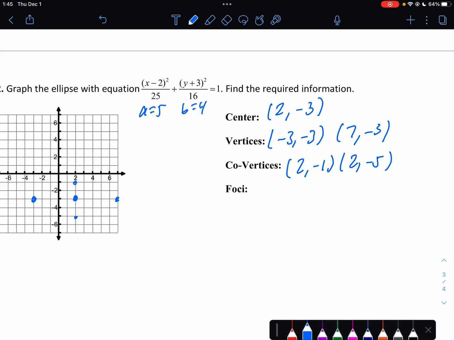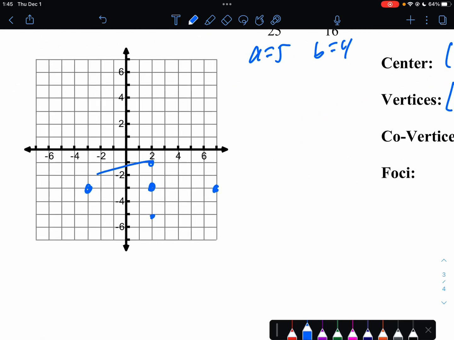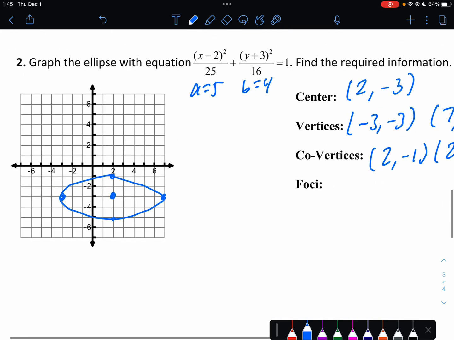And we'll do the foci after this. Let's graph it first. There's my graph of my ellipse. Not a very good graph, but I did the best I could.